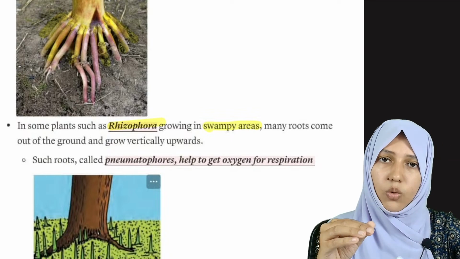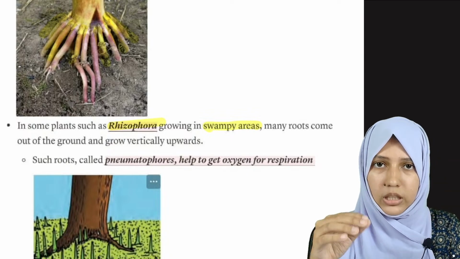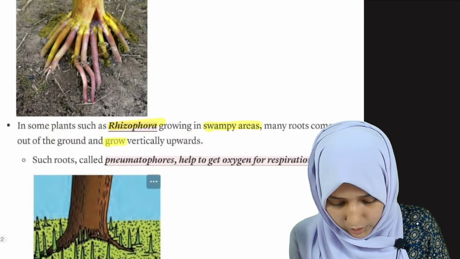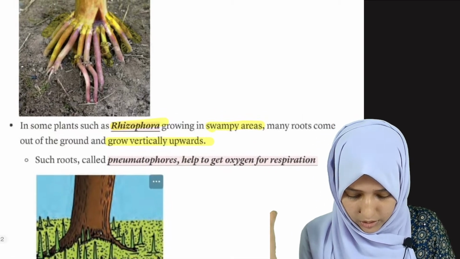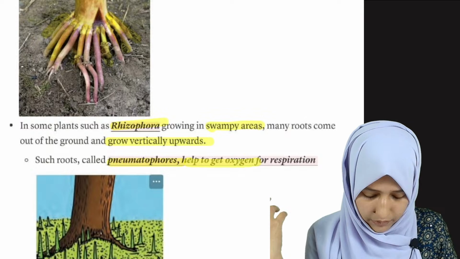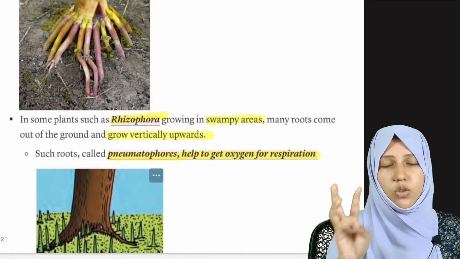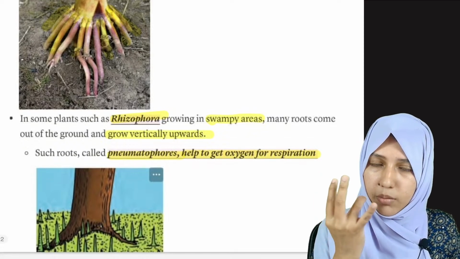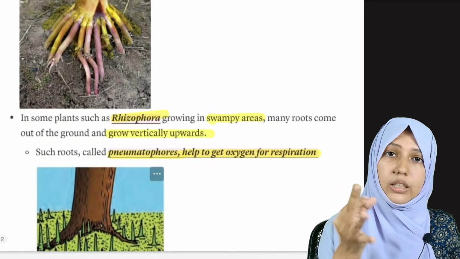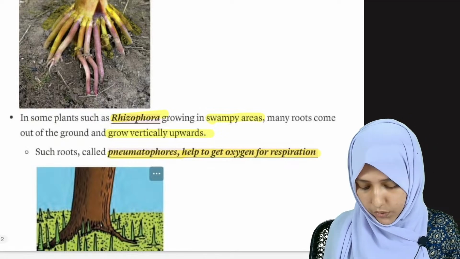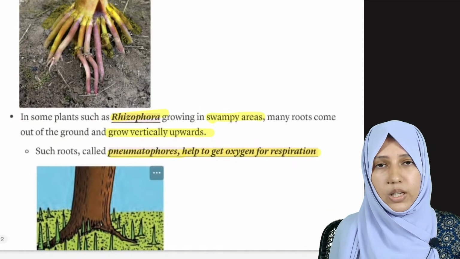Instead of going downwards, their roots will grow upwards, vertically upwards. Such roots are known as pneumatophores. What is their function? They help to get oxygen for respiration. Okay, clear? So we learned about storage, we learned about support, and now we learned about respiration. So for respiration it is pneumatophores. What is the name? Pneumatophores.